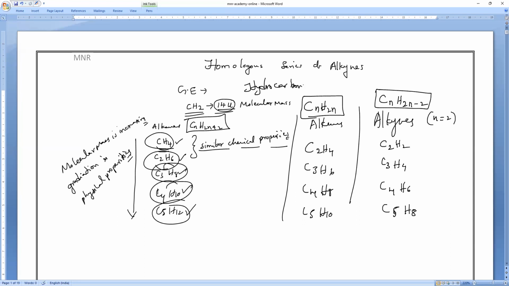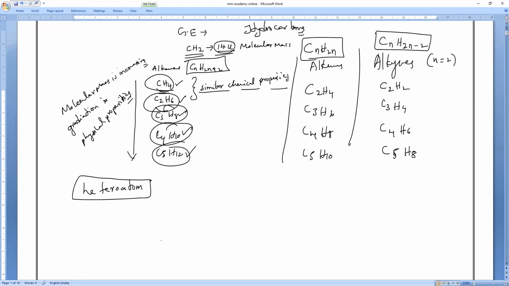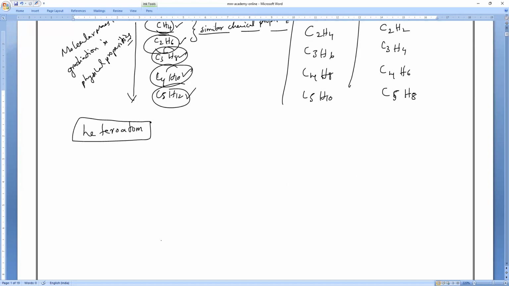Now, these hydrocarbons can have hydrogen replaced with some other atom. That is what we call a heteroatom. This is the most important concept among all the concepts in carbon compounds. So if I replace hydrogen with some other atom, that is what we call a heteroatom.